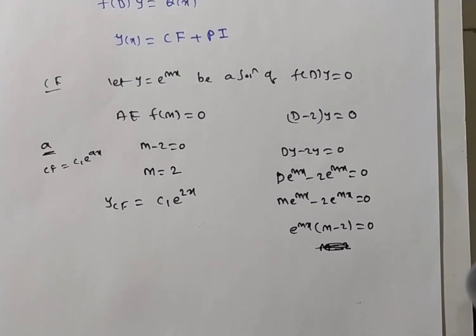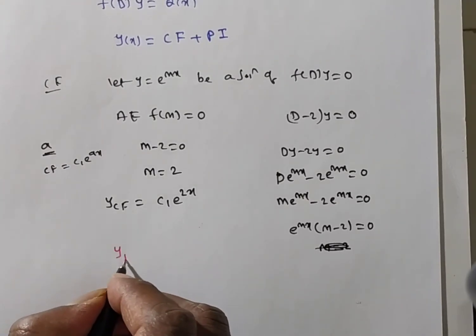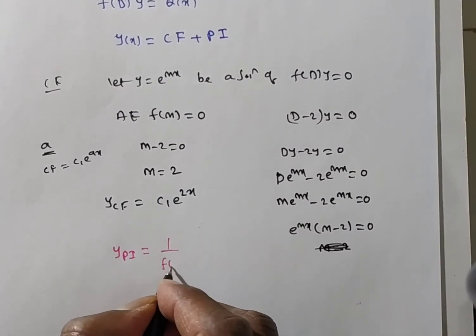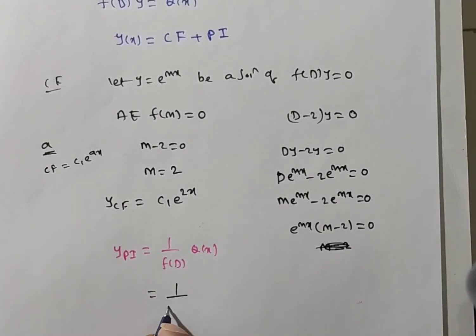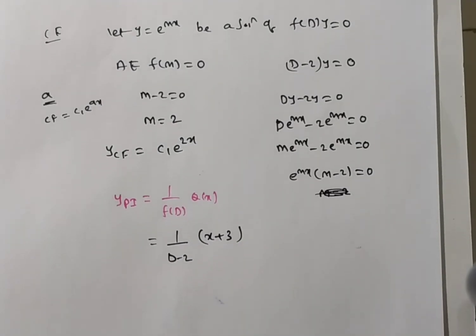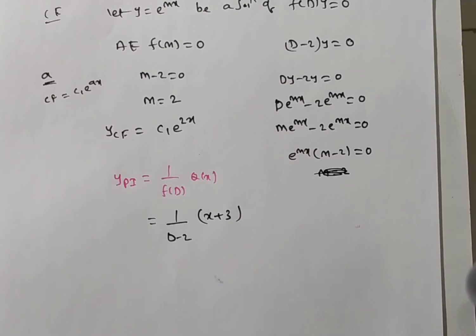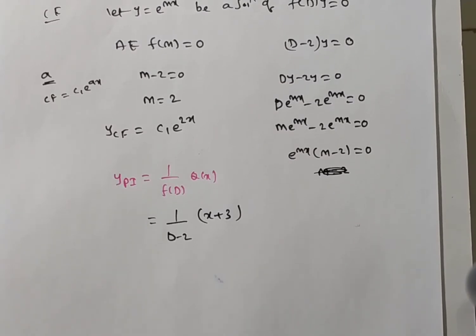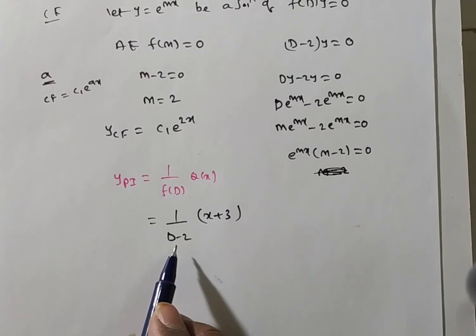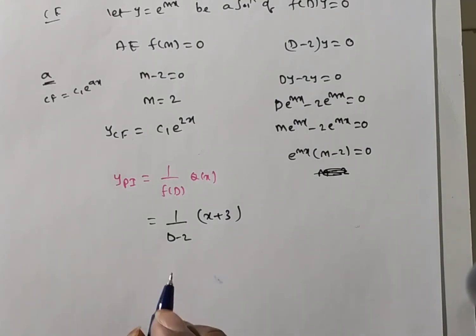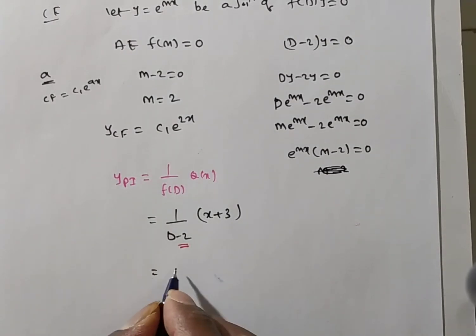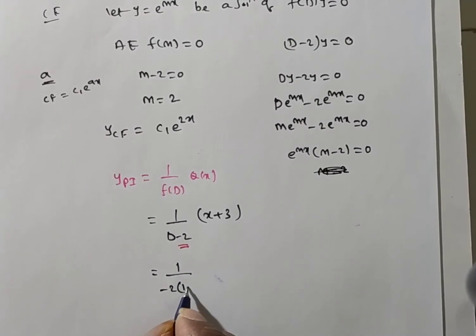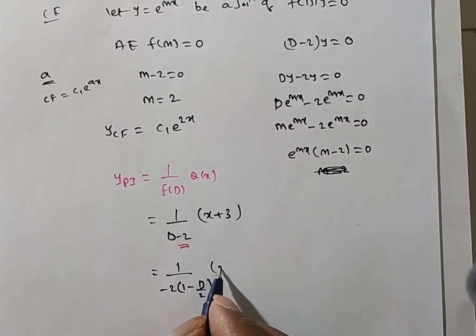Now we have to find the particular integral. The particular integral we denote with y_PI = 1/f(D) Q(x). So here f(D) is D - 2 and Q(x) = x + 3. Now you observe the right side part: Q(x) is a polynomial in terms of x. So from f(D) we have to bring out the lowest degree term. What is the lowest degree term here? You have -2. So -2 you have to bring outside. Then you will have -2 (1 - D/2), yes or no, into x + 3.